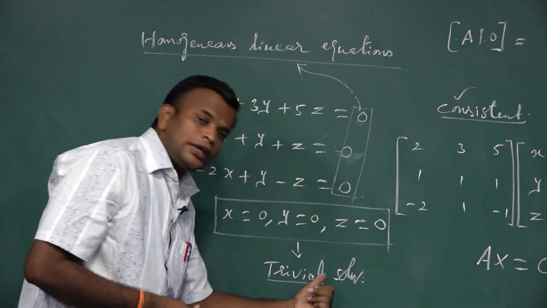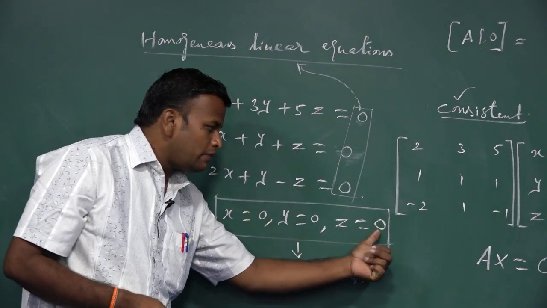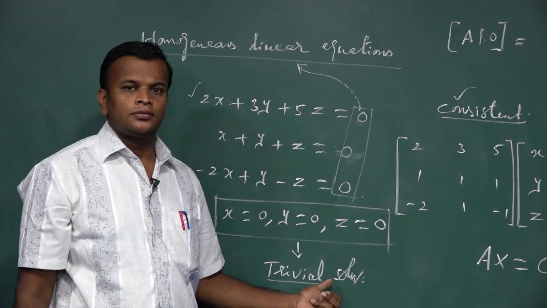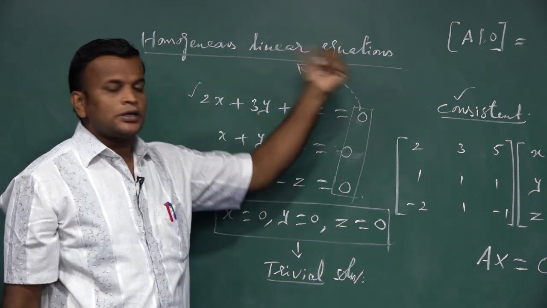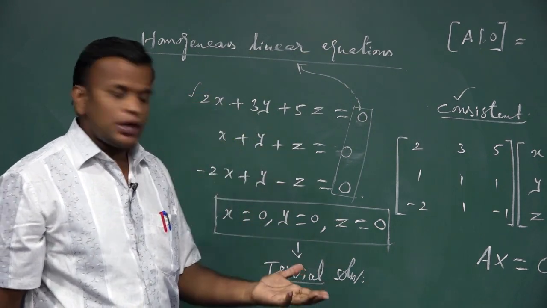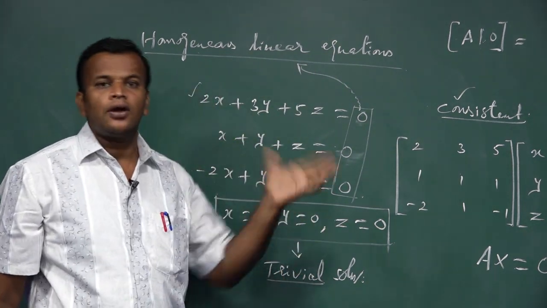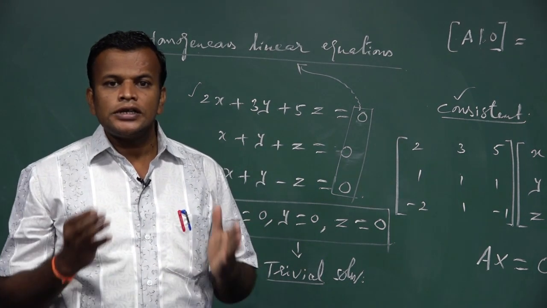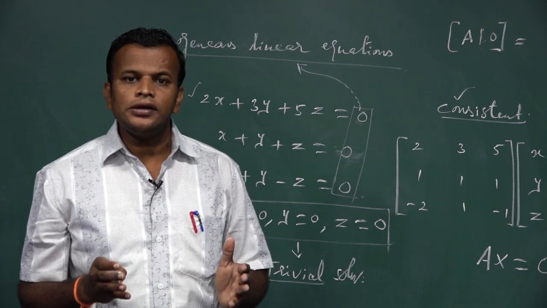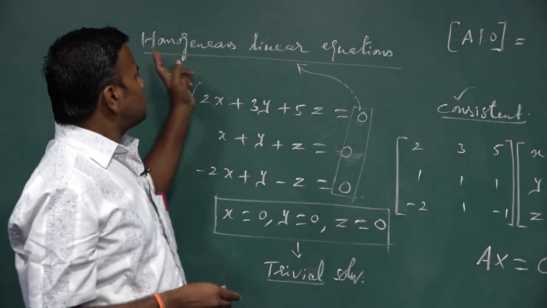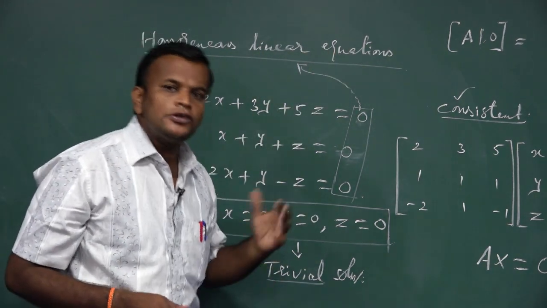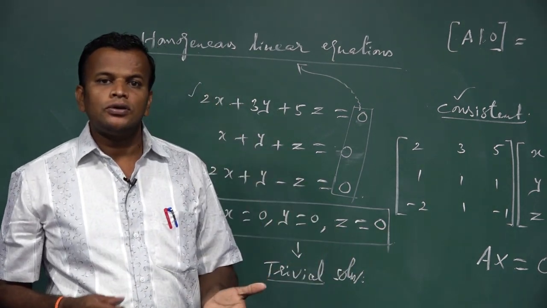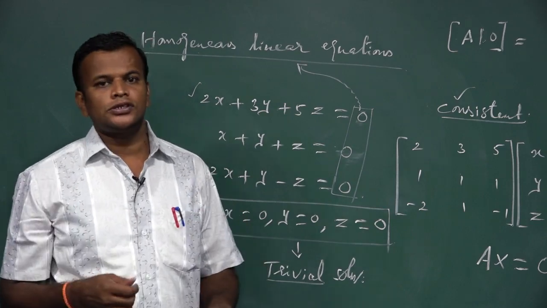This is also important. A solution set containing all values 0 is called a trivial solution. In a homogeneous linear equation, the system may have a trivial solution or a non-trivial solution. What is meant by a trivial solution? A solution consisting of all values 0 is called trivial. So a homogeneous linear equation contains a unique solution or more than one solution. More than one solution means infinitely many solutions.